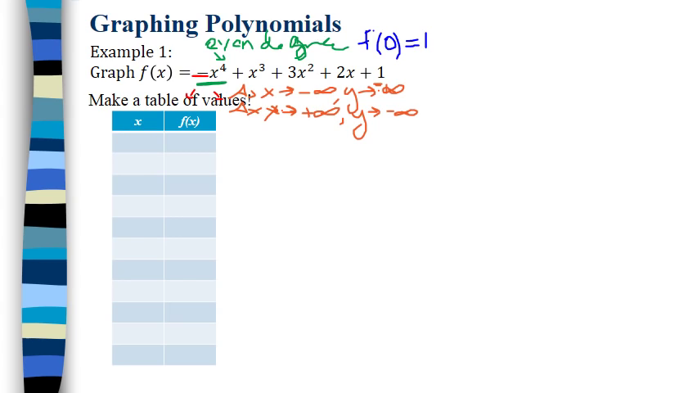To get our other points, we're going to make an xy table. So we go ahead and make a table of values. And since I know f of 0 was 1, I already know one point, so I know (0, 1). I'm going to go ahead and write 0, 1 here.